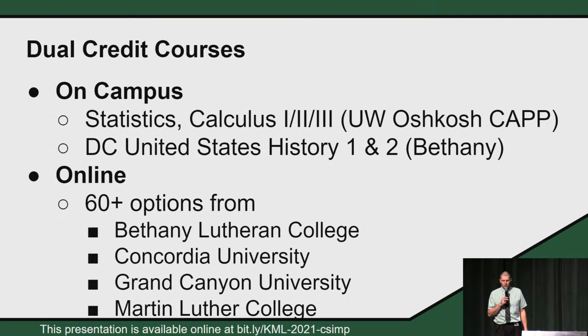So I've mentioned a couple times dual credit courses. Kettle works with a variety of different institutions for dual credit. We have on-campus dual credit courses in the area of statistics, Calculus 1, Calculus 2, and Calculus 3. Those we partner up with UW-Oshkosh through their CAP program. And then the course I just mentioned, dual credit United States History 1 and 2 through Bethany Lutheran College. In addition to those, students can take online dual credit courses through several different partner colleges and universities, including Bethany, Concordia, Grand Canyon, and Martin Luther College.